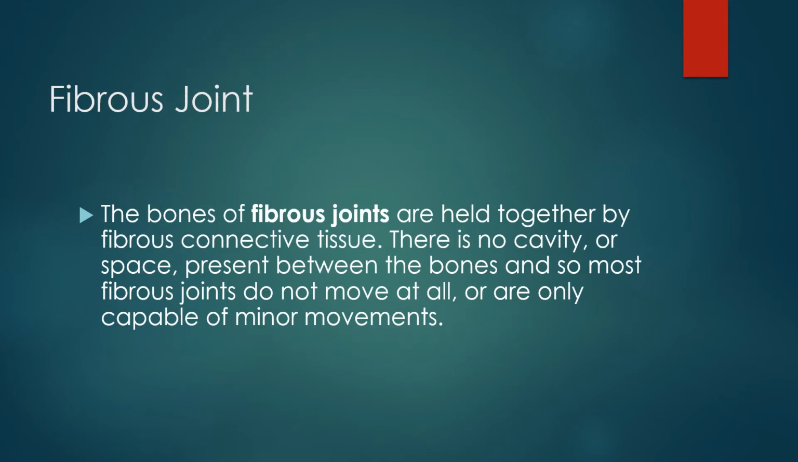Fibrous joints. The bones of fibrous joints are held together by fibrous connective tissues. There is no cavity or space present between the bones, and so most fibrous joints do not move at all or are only capable of minor movement. There are three types of fibrous joints: the sutures, the syndesmoses, and the gomphosis.